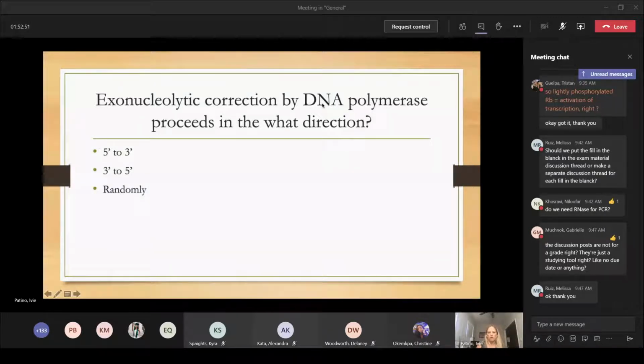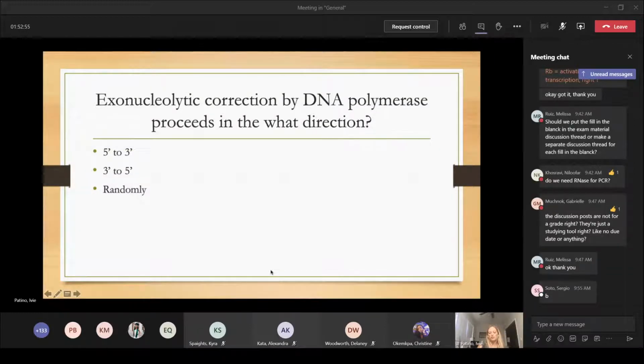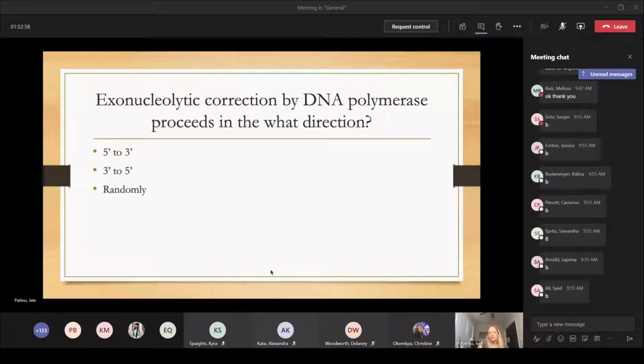Exonucleolytic correction by DNA polymerase proceeds in what direction? Nice, you got it. It's from 3' to 5'.